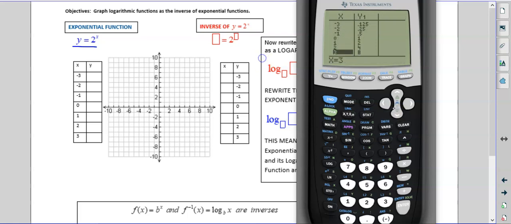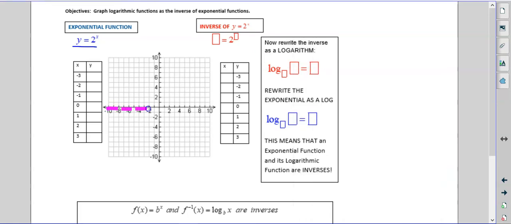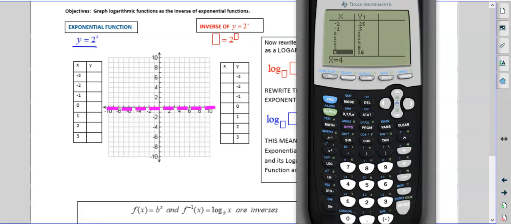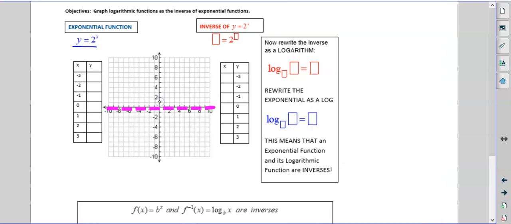Again, my asymptote is the x-axis. So we're looking for 0, 1, 1, 2, 2, 4. Three, 8. And it's going to look like this. 0, 1, 2, 1, 2, 2, 4, and 3, 8. Don't really need to worry about those. Those are getting tiny. Okay.